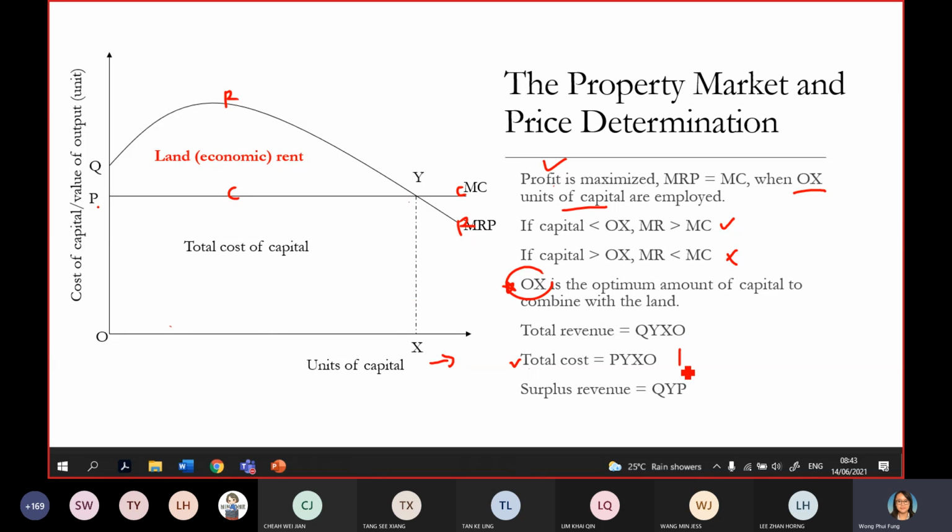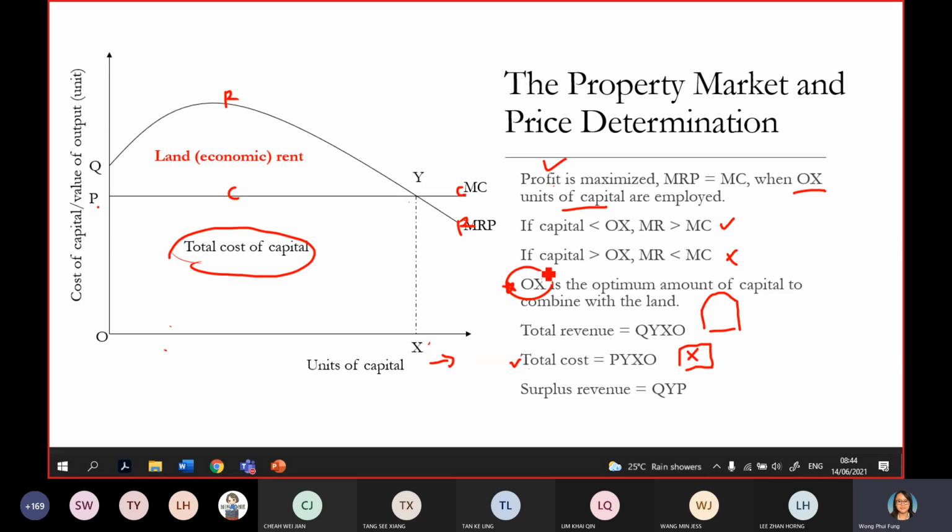PYXO. So is this sheet, this one, can you see? Total cost of capital, this one, PYXO. Okay. Total revenue. So revenue is this curve, isn't it? So total revenue is QYXO. So it's like this.